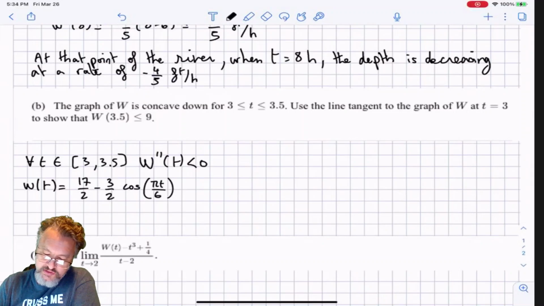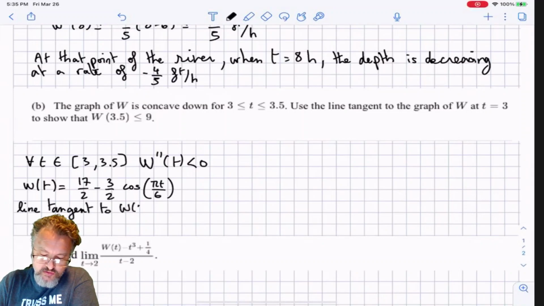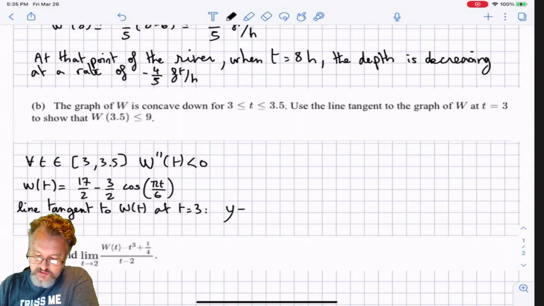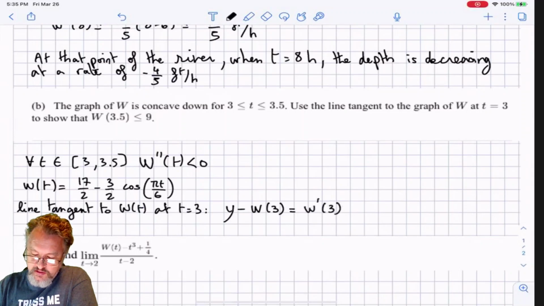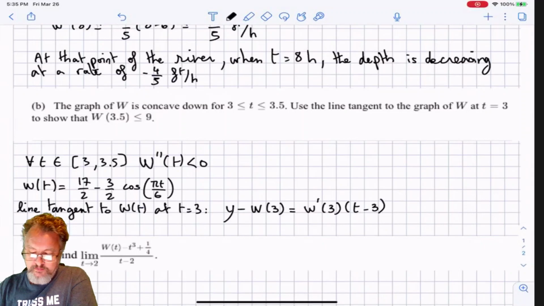So, let's do it here. The line tangent to W of t at t equals 3 is going to be y minus W at 3 equal W prime at 3 times t minus 3, and y is a function of t.